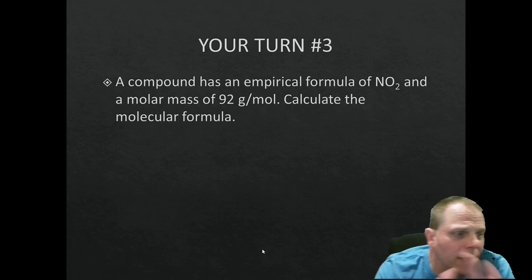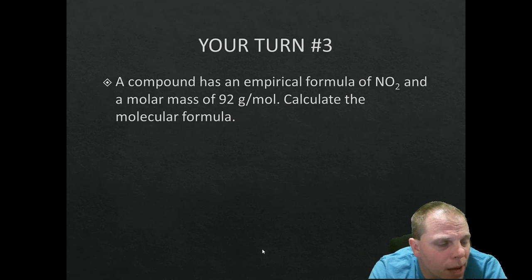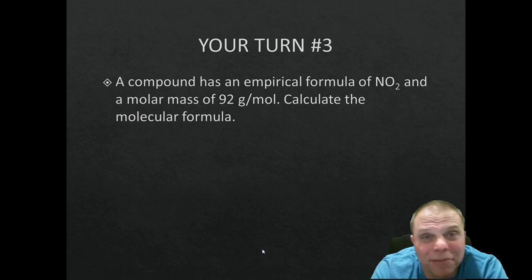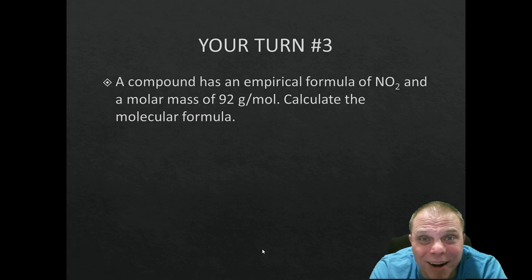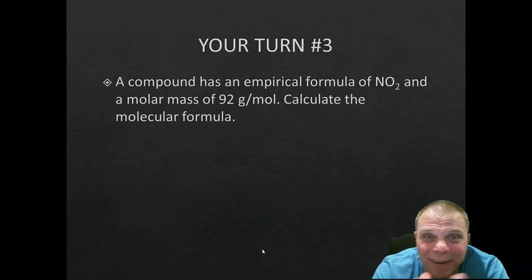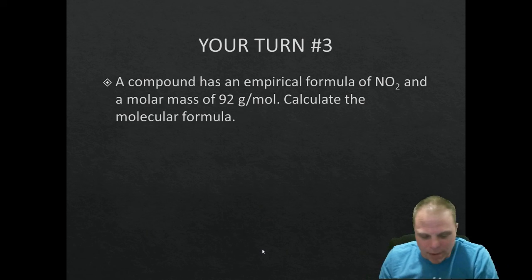I'm going to have you try it here, okay? So this is going to be a pause and practice. A compound has an empirical formula of NO2 and a molar mass of 92 grams per mole. Calculate the molecular formula. All right, so we're going to pause and practice and see how you do. And we're back. Let's see what we came up with.